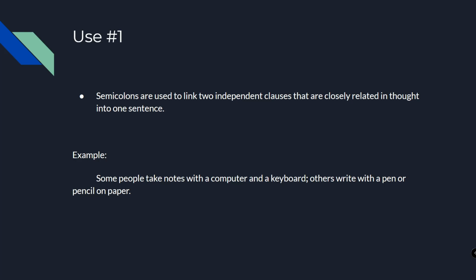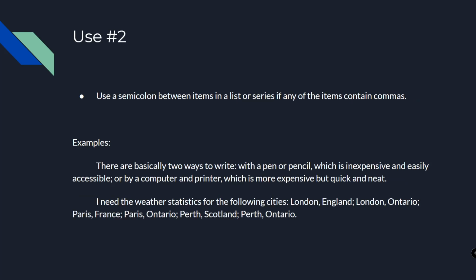An example of this is, some people take notes with a computer and a keyboard; others write in pen or pencil on paper. In this sentence, there are two independent clauses. The first one is, some people take notes with a computer and a keyboard. The second one is, others write with a pen or pencil on paper. Since these are both independent clauses, we can simply put a semicolon between them and they will become a single grammatically correct sentence.